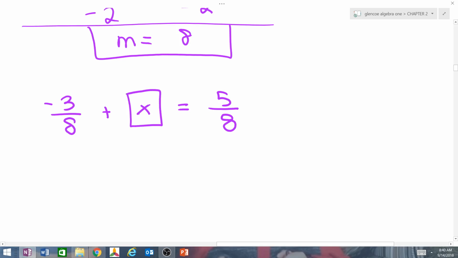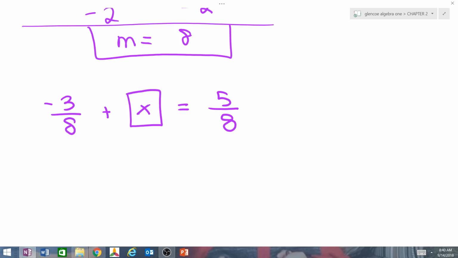Okay, so I'll just give you another minute as we're solving this. Remember, opposite operation. Take the original equation, isolate your variable, get everything else to the other side. If there's a subtraction sign or a negative sign in front of it, you would add. If there's an addition sign, you would subtract.